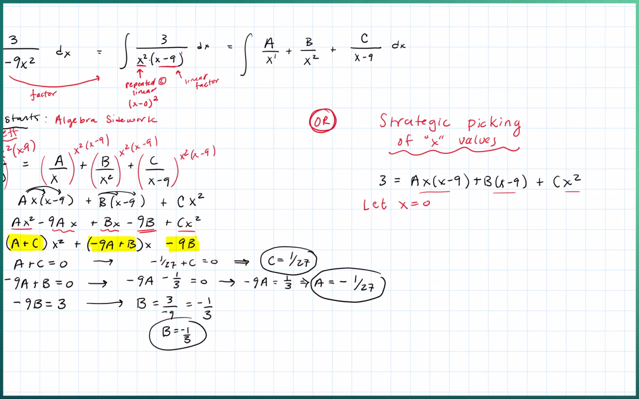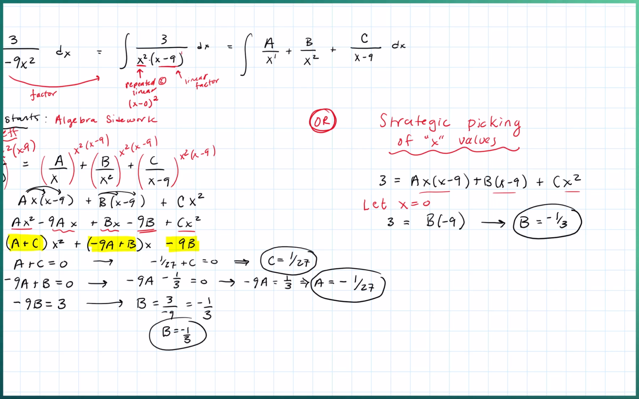If x equals 0, then the left side of the equation is just that constant 3 still, but 2 of these terms will cancel out. So this term that has a times x minus 9 will zero out, and c times x squared will zero out. So those 2 terms will zero out, and we will end up getting b times negative 9. Well, that can quickly be solved. Divide both sides by negative 9, and b would be 3 over negative 9, which is negative 1/3.